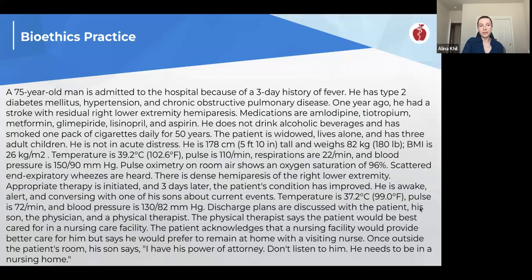Discharge plans are discussed with the patient, his son, the physician, and a physical therapist. The physical therapist says the patient would be best cared for in a nursing facility. Patient acknowledges that a nursing facility would provide better care for him, but says he would prefer to remain at home with a visiting nurse. And once outside the patient's room, the son says, I have his power of attorney. Don't listen to him. He needs to be in a nursing home.